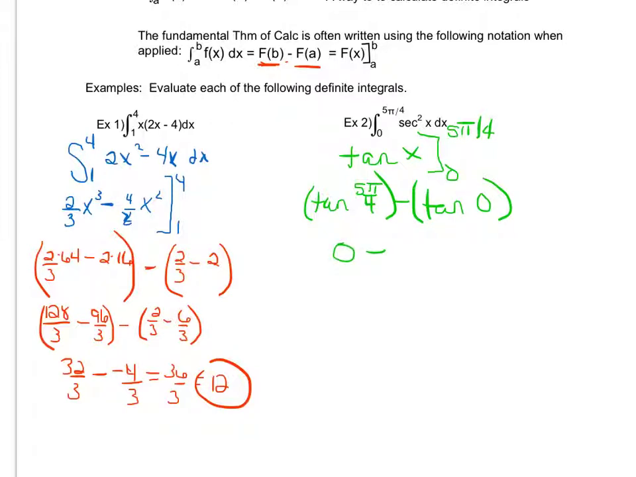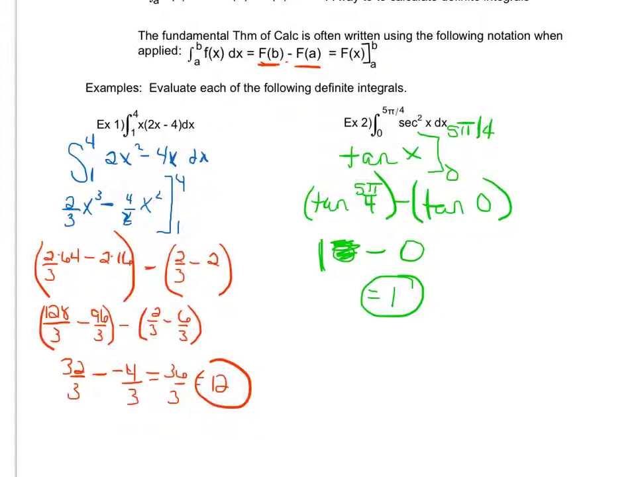Minus tangent of 0. I have sine over cosine. Sine is 0, so I have 0 over 1, which is 0. Tangent of 5 pi over 4 is sine over cosine, and since they're the same, negative square root of 2 over 2 divided by negative square root of 2 over 2, I end up with 1. Sorry about that. And I get 1 minus 0 for a final answer of 1.